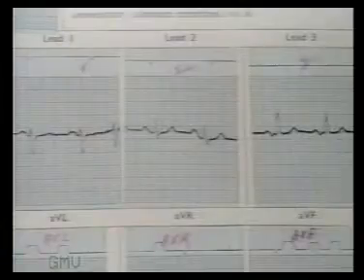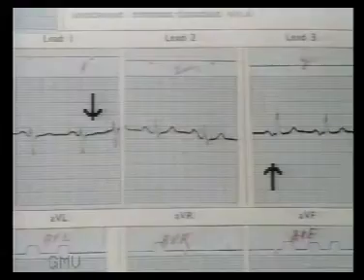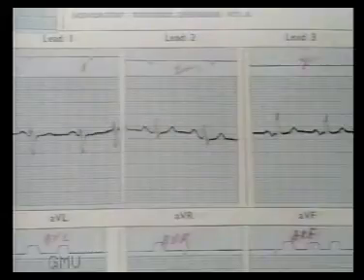Now look at the limb leads. Imagine lead 1 above and lead 3 below. Right reaches. So right axis deviation is present. And the P wave in lead 2 is wide as well as tall, suggesting biatrial hypertrophy.